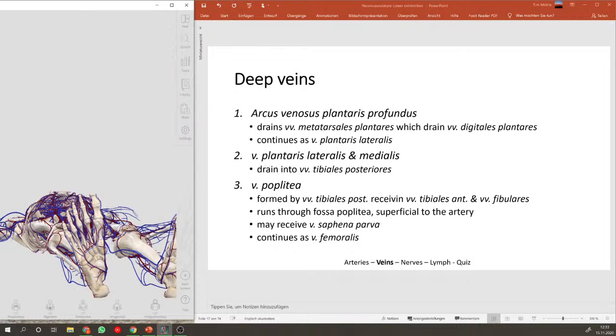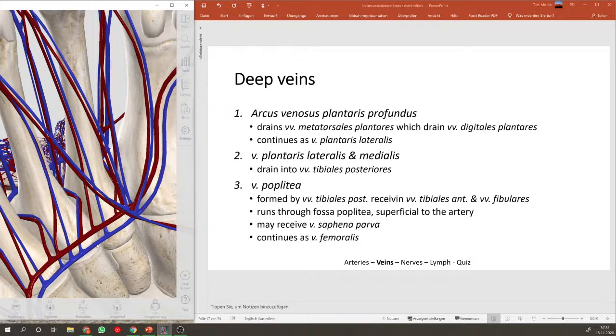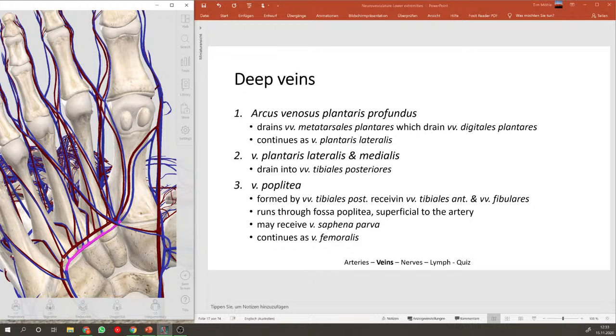What I forgot to say, the deep veins will actually follow the course of the arteries. So if you know the arteries, you basically also know the course and mostly also the names of the deep veins. This is true for arcus venosus plantaris profundus, because you can see it is literally just behind or close to the arcus plantaris profundus, the arterial one. So the artery, and here's the vein.